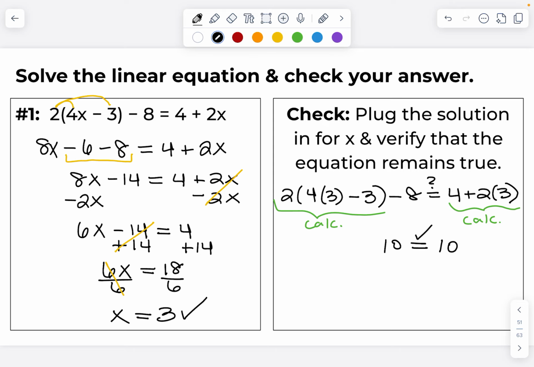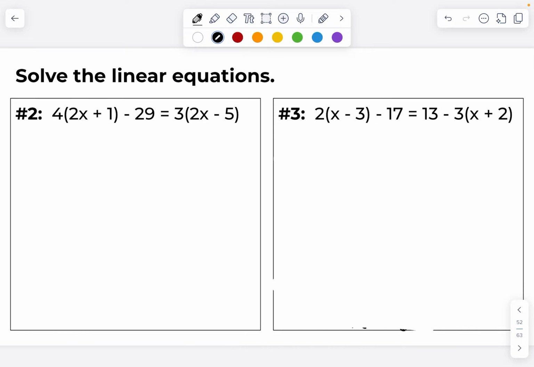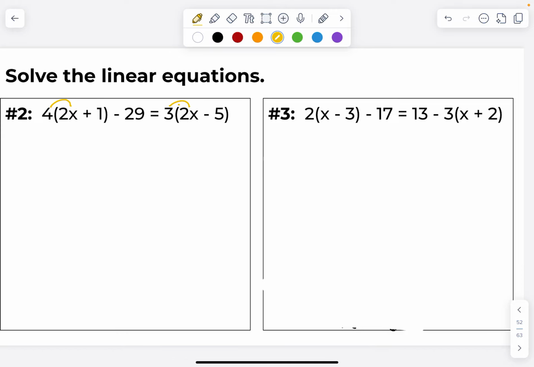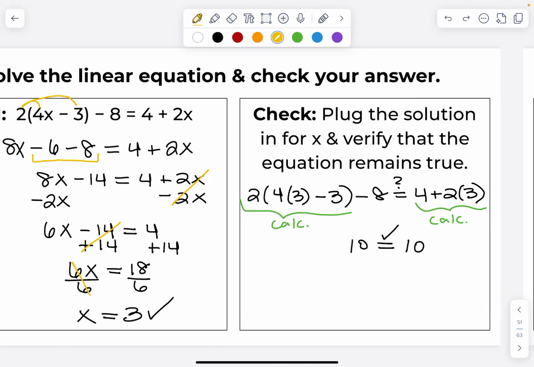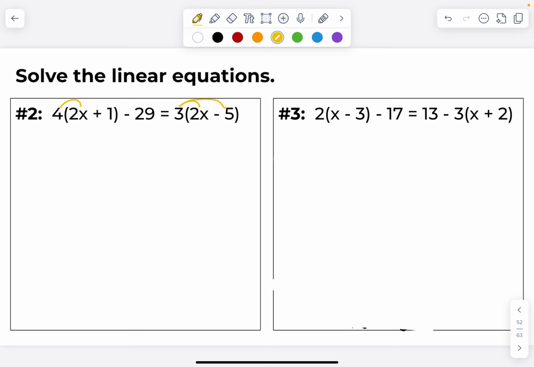Okay, so let's do some more examples. I went too far. All right, let's look at number 2. Okay, so this one looks very similar to the first example, except we have some distribution that has to happen on both sides of my equals before I can do any solving. So when I distribute here, I get 8x plus 4, and then I'm going to bring down that minus 29 equals 6x minus 15.